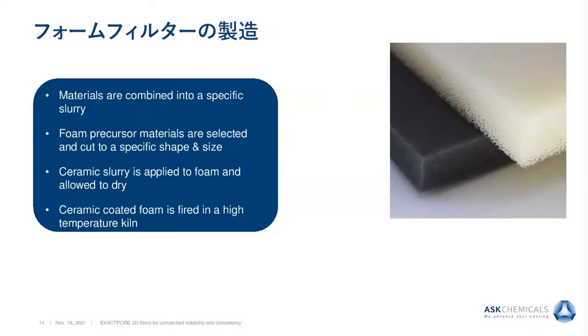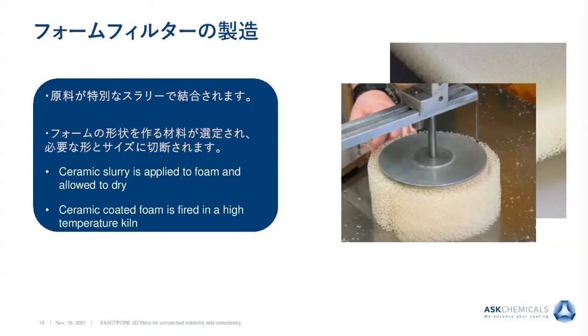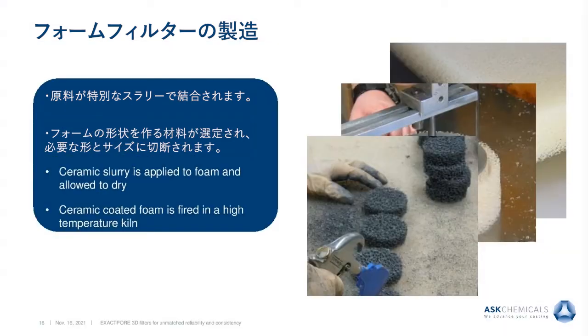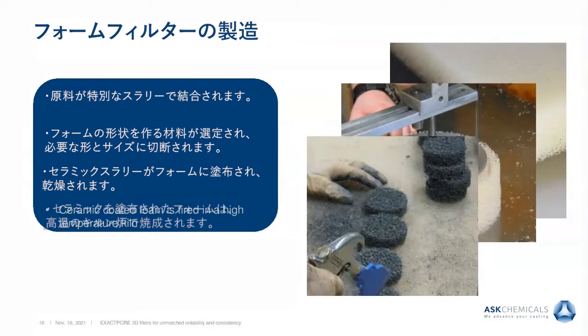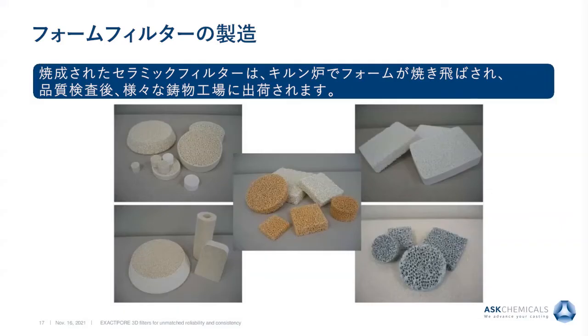These raw materials are then combined with other components in a water-based slurry that is then applied to a foam precursor material. The precursor material is selected for pore size and then cut to a size and shape. The slurry is then applied and allowed to dry. The ceramic coated foam is then fired in a high temperature kiln. The fired ceramics are then removed from the kiln, inspected for quality, and shipped to a variety of casting producers.